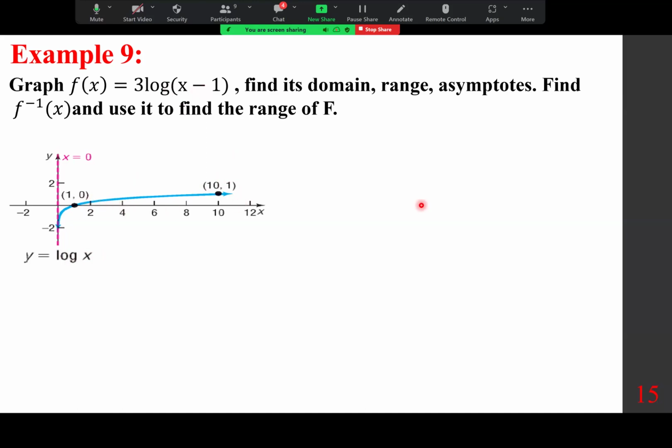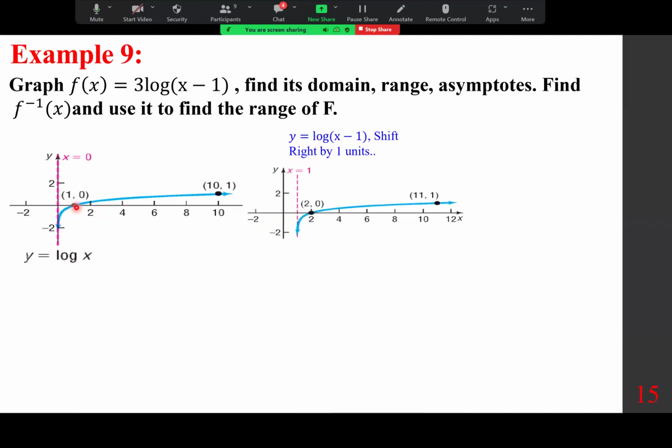That means this one, we're going to shift it to the right. And these 2 points are going to shift to the right. So notice, shift to the right by how many units? 1 unit, okay? So by 1 unit, 1, 0 becomes 2, 0. 10, 1 becomes 11, 1. So right here, if you plug in 11, 11 minus 1 is 10, log 10 is 1. So that's the point. It has shifted.